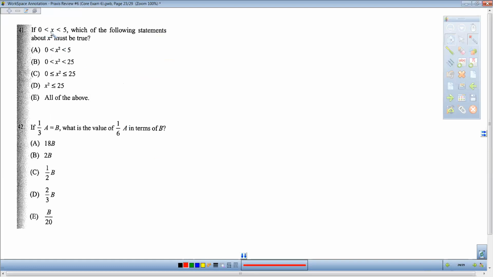Number 41, if 0 is less than x is less than 5, then which of the following statements must be true? Well, it's talking about x squared, so if you square each of the terms, you're going to get to 25, and you're going to get to x squared, and you're going to get to 0. And so squaring it doesn't change any of the inequality symbols. So B would match that.